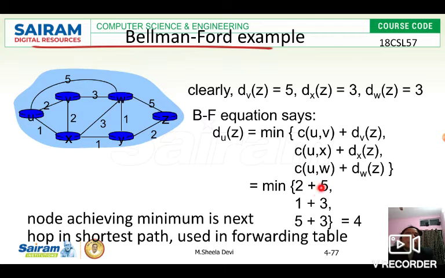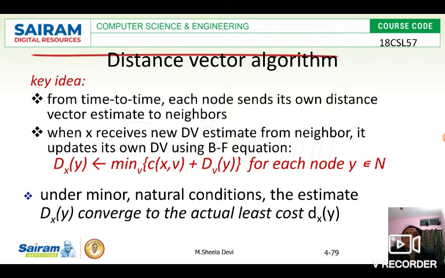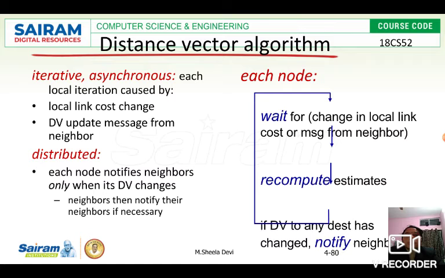So is 7 less, or 4 less, or 8 less? 4 is less. So we will have the minimum cost path, that is from u to x and x to z. So this is how Bellman-Ford calculates the shortest path from one node to another node in the network. Yes, this is the same equation which we have seen now. Yes, this is also same.